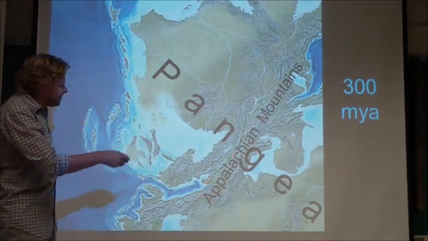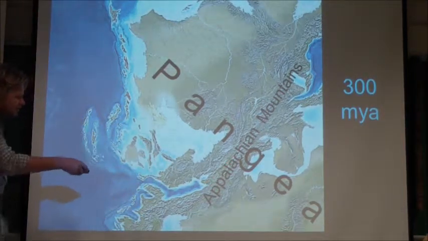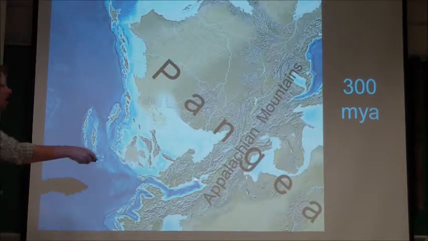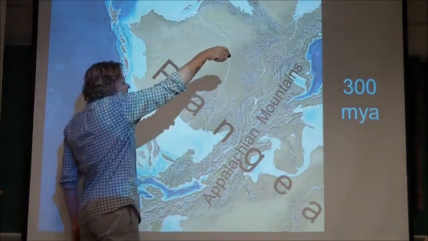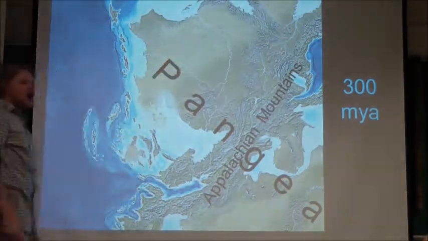The Appalachian Mountains, as you can see here, run from what is today Texas, all the way up to, if we keep on going, the British Isles.